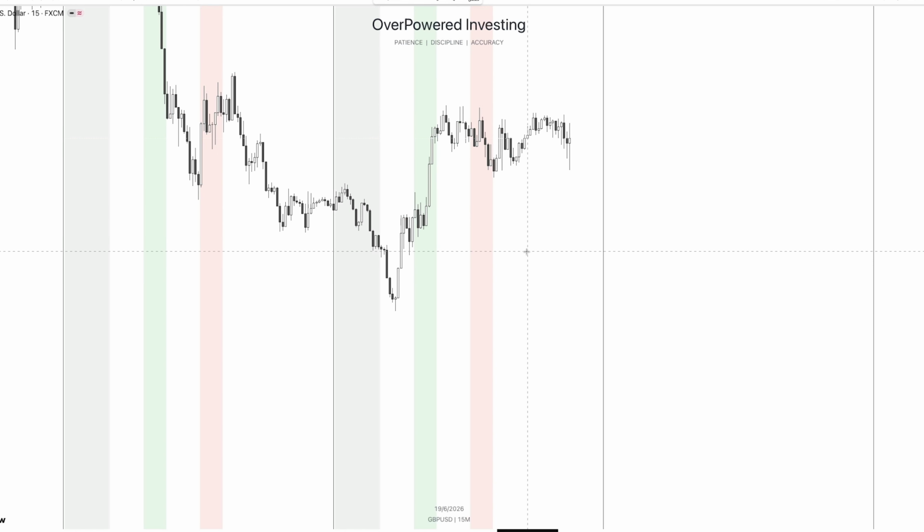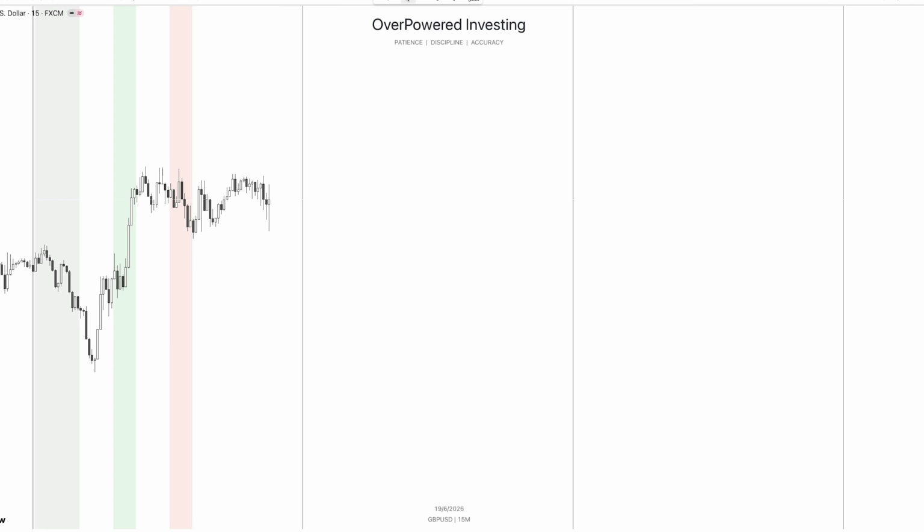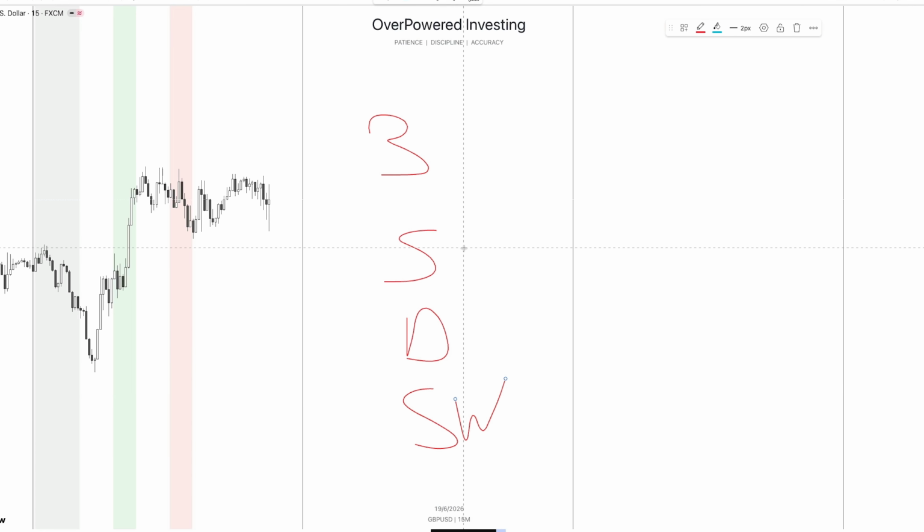Okay folks, let's break down how you can actually use all of this information in real market conditions to take high quality trades. First of all, I want to break down all of the traders into 3 categories. You are either a scalper, a day trader, or a swing trader. Based on the type of trader you are, you have to choose the time frame.